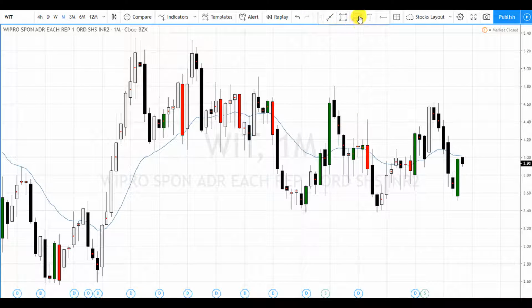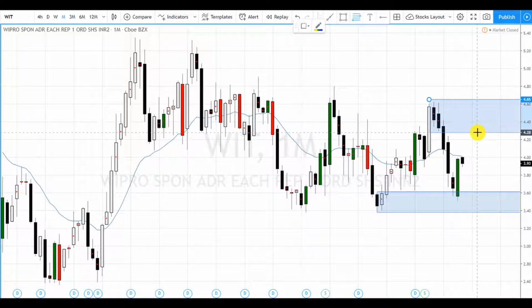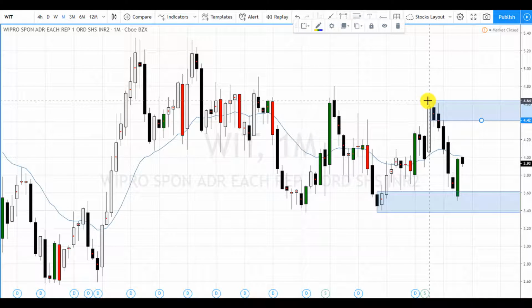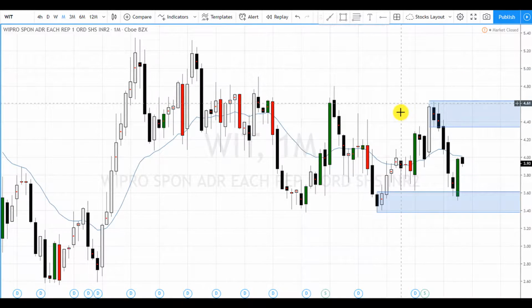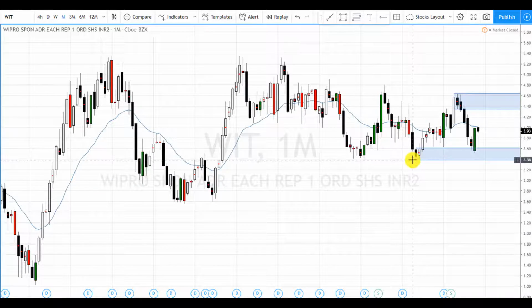monthly we have an area. I'm not drawing every single level or area of supply and demand. I'm just drawing the latest ones. So there's an area of demand down here, area of supply up here. When it's just one candle at the base, you can technically do the whole candle. Okay, so that is what we have.